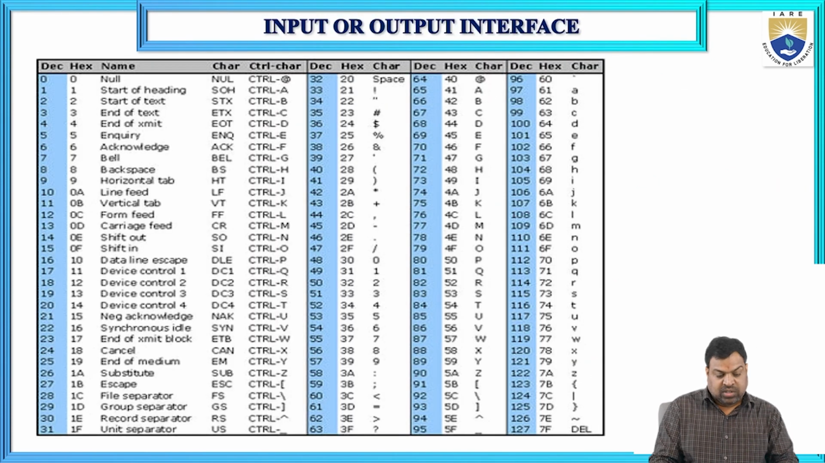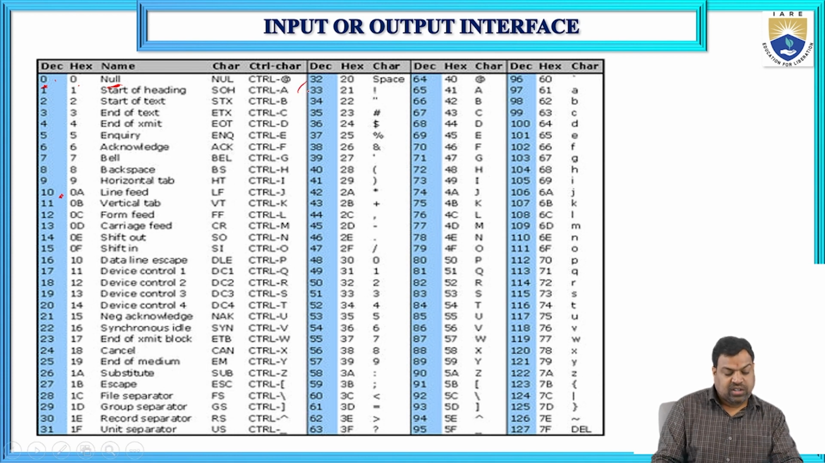So, these are some examples of decimal from 0 to 10, hexadecimal, and name. Suppose I'm taking decimal 0, hexadecimal 0, the character name is null. These are some of the control instructions. Control at the rate, and decimal 1 is hexadecimal 1. The meaning is start of heading, SOH.